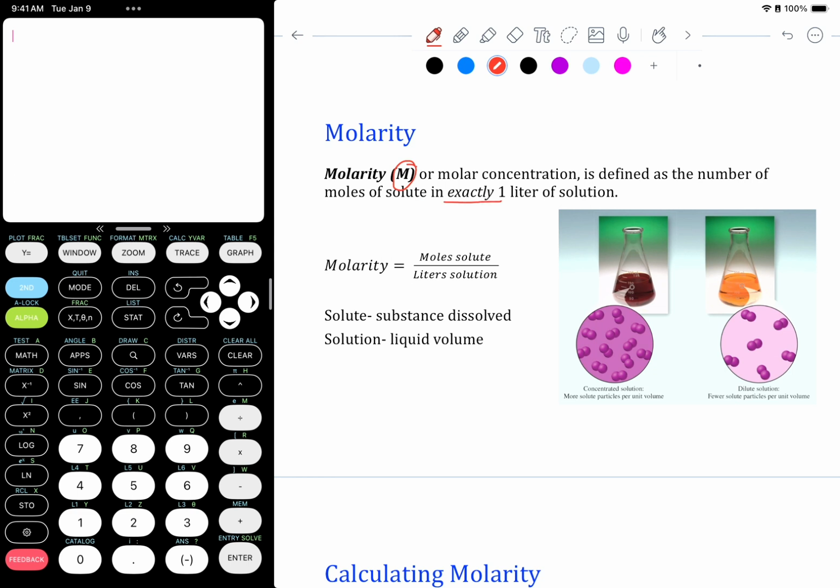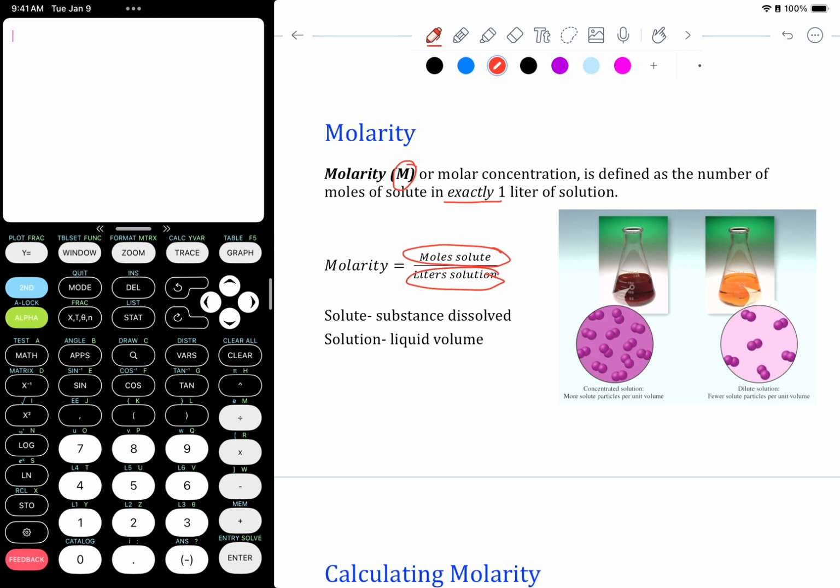Exactly 1 liter of solution is very important for what we're going to use for molarity purposes from here on out. Molarity is a derived unit, meaning that its units come from other units. So we see that molarity has units of moles as well as liters. So it has quantifying units, so moles, we can count the number of moles, we can weigh the number of moles, and then we also have volume units in the liters.